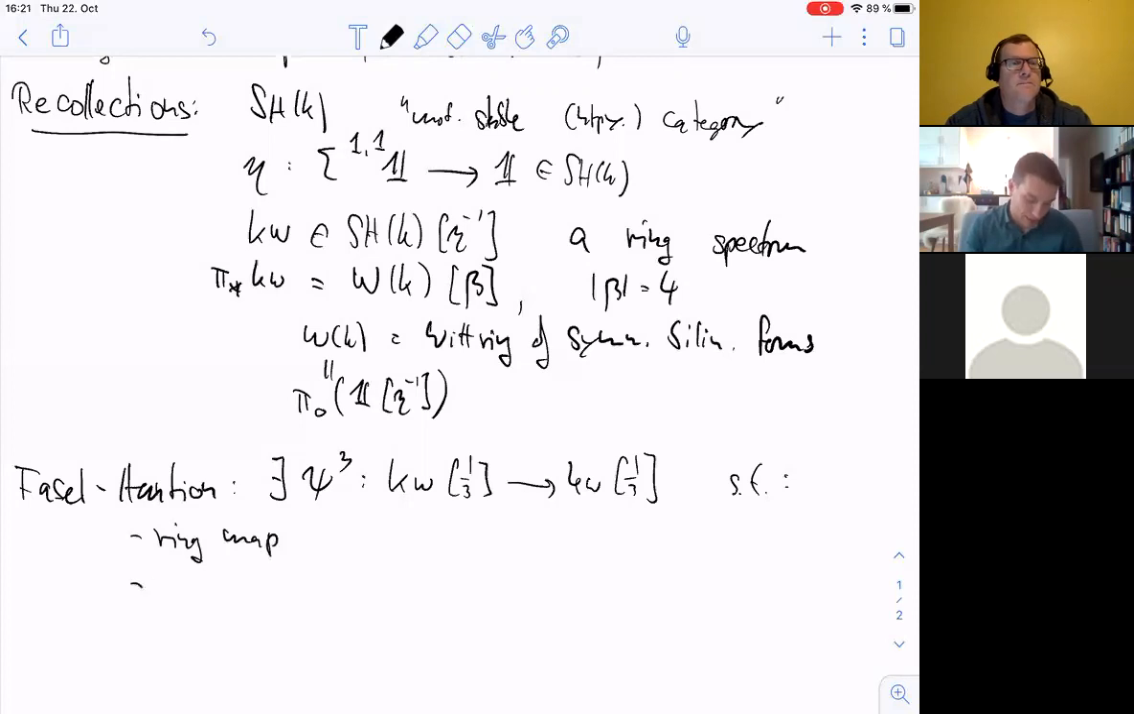And the other is that they tell us what it does on beta. So in homotopy, I can apply this map to the element beta, and it turns out you get 9 times beta.